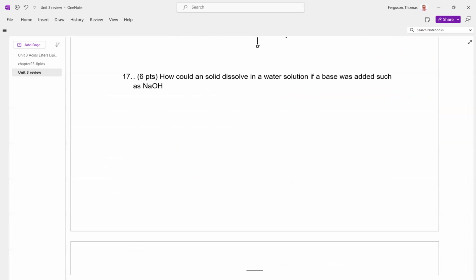So basically, that solid was an acid. Throwing in some sodium hydroxide deprotonated it, pulled off the proton, made it very ionic, hence it became very polar and dissolved in the water.